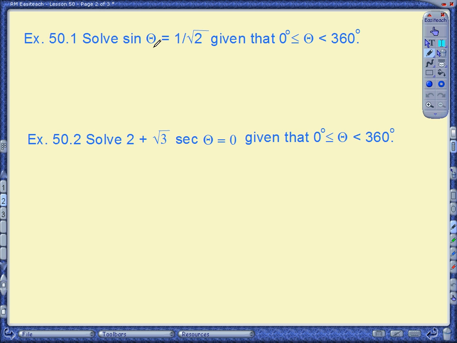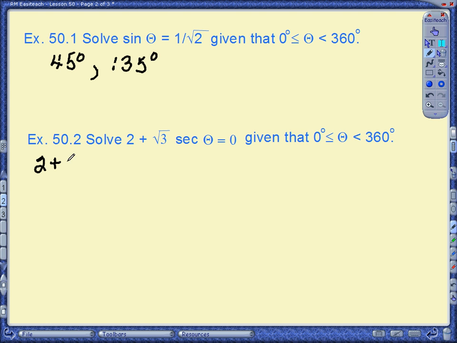Okay, so this is the sine of theta is 1 over root 2. It's also positive again, so we can just write down our answers. We know it from the first part of the lesson. We have a 45-degree angle in the first quadrant. Sine is also positive in the second quadrant, and so the other angle is 135. This is a little more difficult.